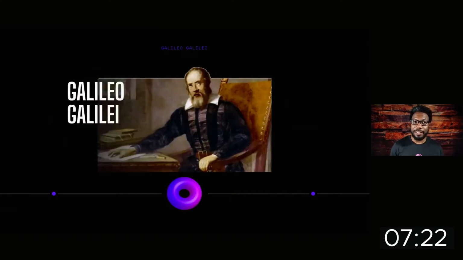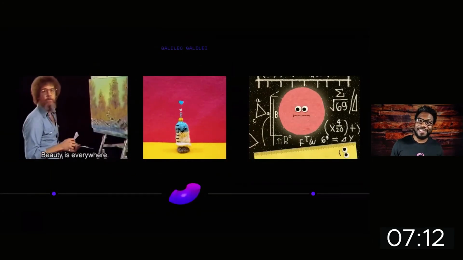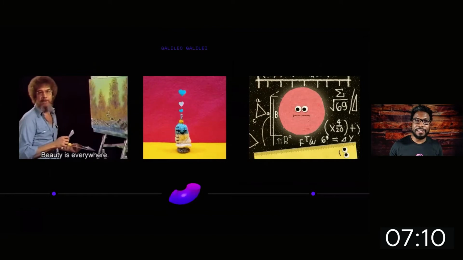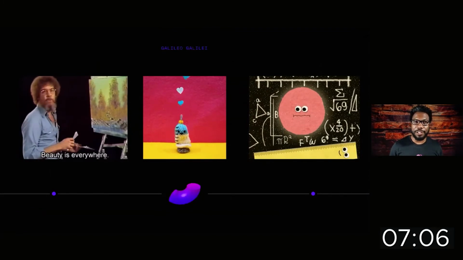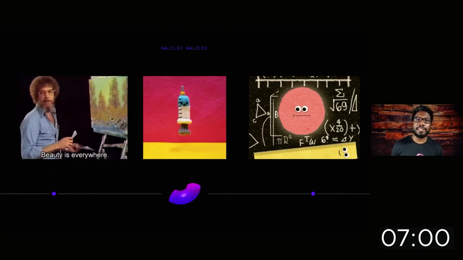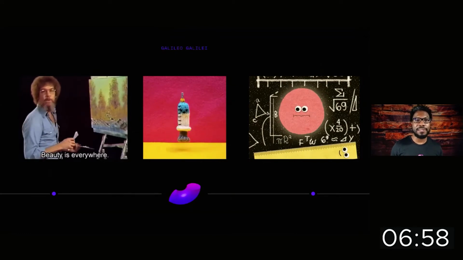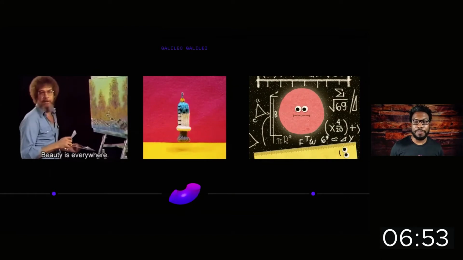So we have Galileo Galilei, born in Pisa in 1564. He considered becoming a priest. He studied art. He attended school for medicine. Then he attended a lecture on geometry. That's when he decided to study math in secret because his dad wanted him to focus on medicine. He eventually became a professional mathematician and professor.